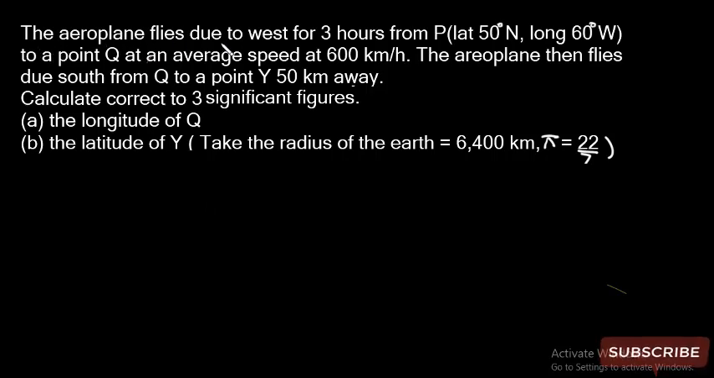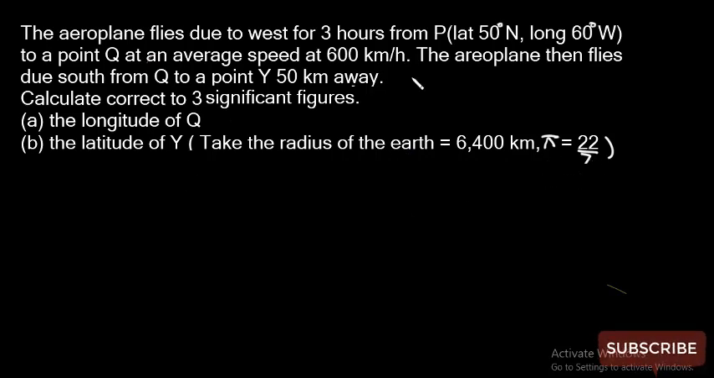The aeroplane flies due west for 3 hours from P, latitude 50 degrees north, longitude 60 degrees west, to a point Q at an average speed of 600 km per hour. The aeroplane then flies due south from Q to a point Y, 50 km away. Calculate, correct to three significant figures: A, the longitude of Q; B, the latitude of Y. Take the radius of the Earth equals 6,400 kilometers, pi equals 22/7.